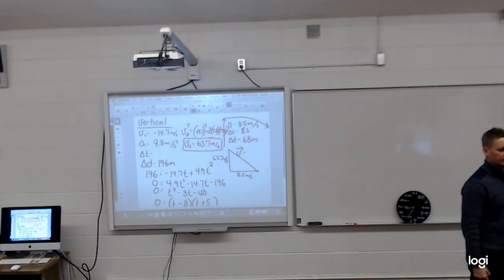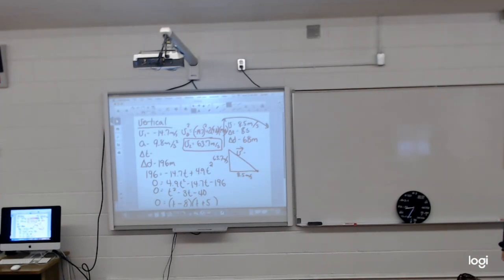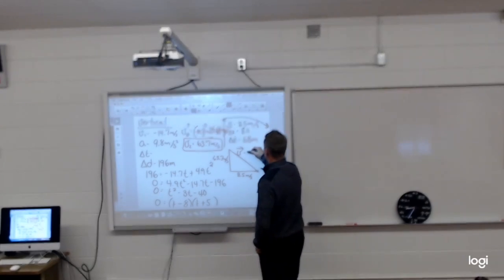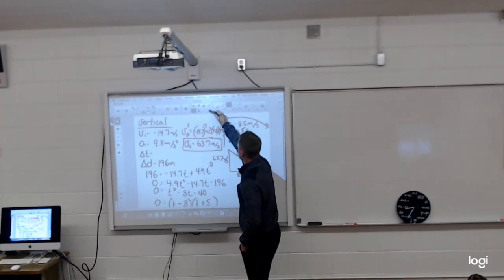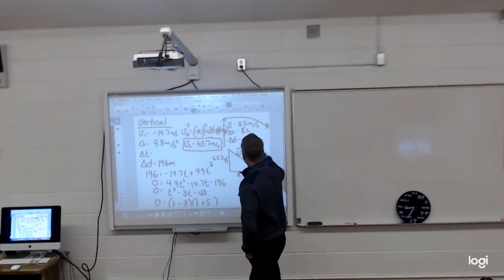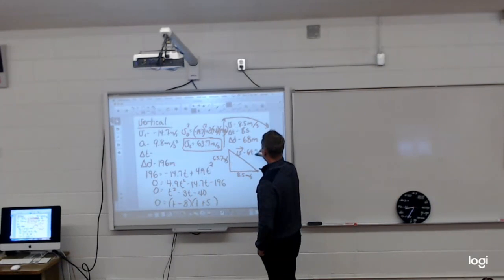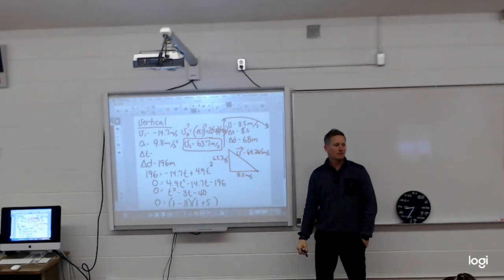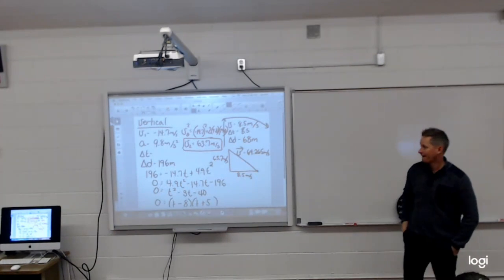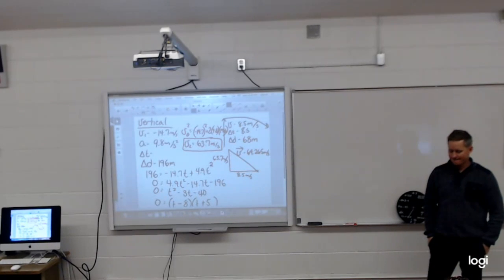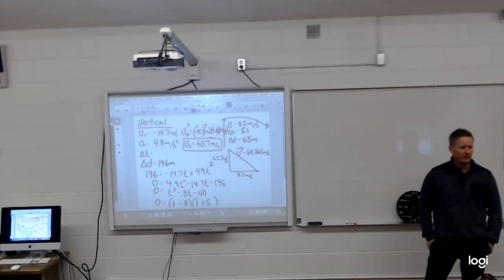Okay? 64.265. Perfect. 64.265 meters per second. Right on. You're 63.7. Because it's changing, do you have to find like the average of it? Like, because it's not a constant speed all the way down. No, but we're factoring in acceleration.